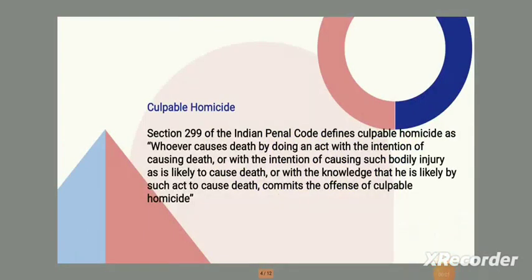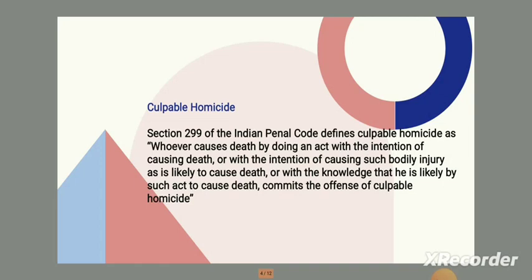Now talk about what is culpable homicide. The term homicide has been derived from the Latin terms homo, meaning man, and caedo, meaning cut or kill. Thus, homicide means the killing of a human being by another human.